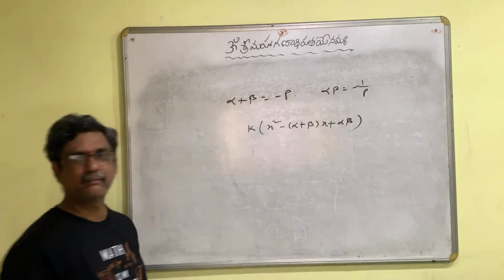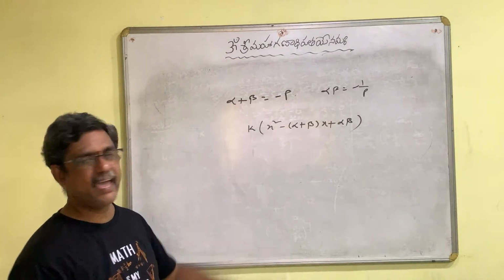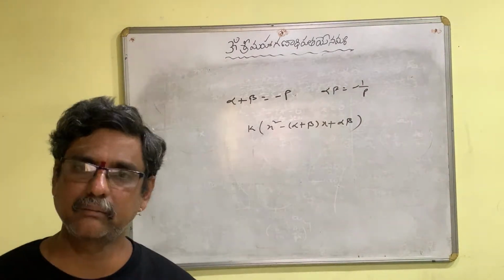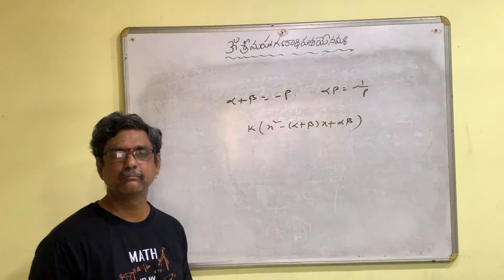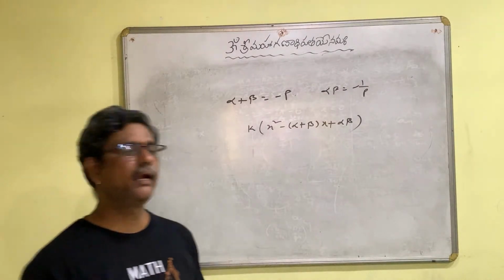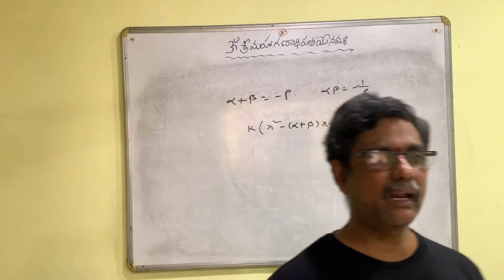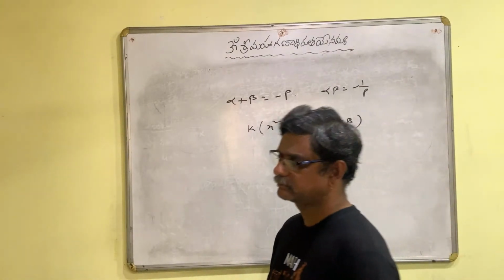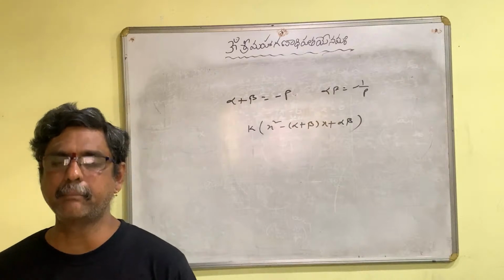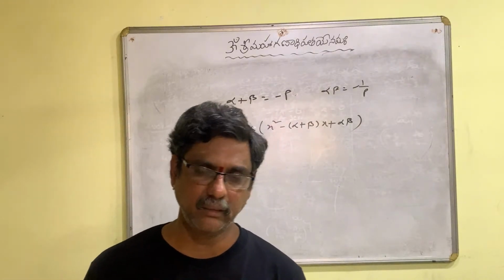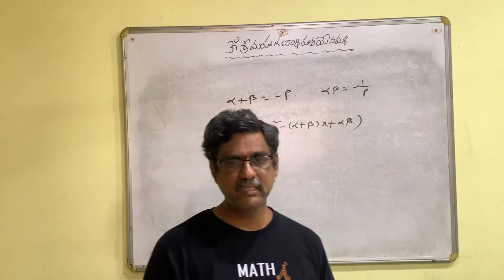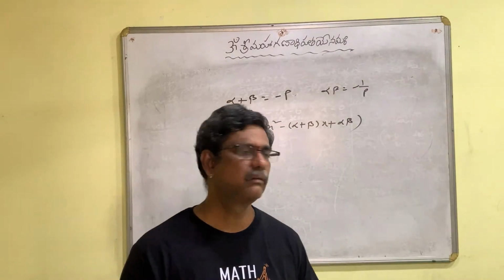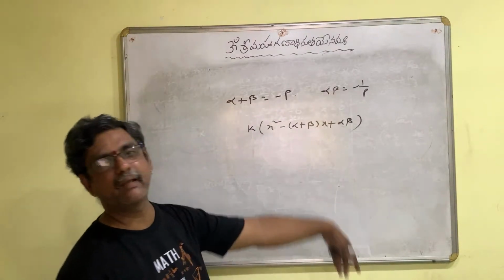This is the formula. What is this k? K may be any number, any integral factor or real factor. Okay? Maximum, in the syllabus, k is always 1. In the 10th standard syllabus, k is always 1. So 1 into something is what you get from this formula.